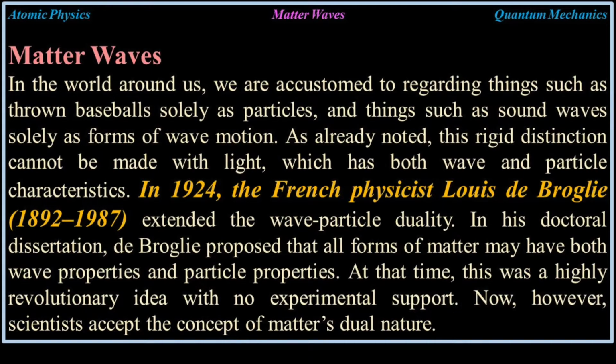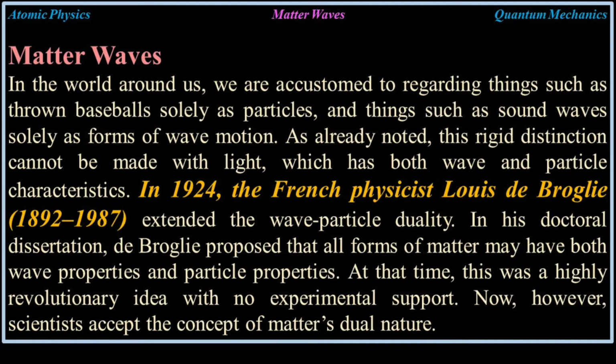Matter waves. In the world around us, we are accustomed to regarding things such as thrown baseballs solely as particles, and things such as sound waves solely as forms of wave motion. As already noted, this rigid distinction cannot be made with light, which has both wave and particle characteristics. In 1924, the French physicist Louis de Broglie, 1892 to 1987, extended the wave-particle duality. In his doctoral dissertation, de Broglie proposed that all forms of matter may have both wave properties and particle properties. At that time, this was a highly revolutionary idea with no experimental support.